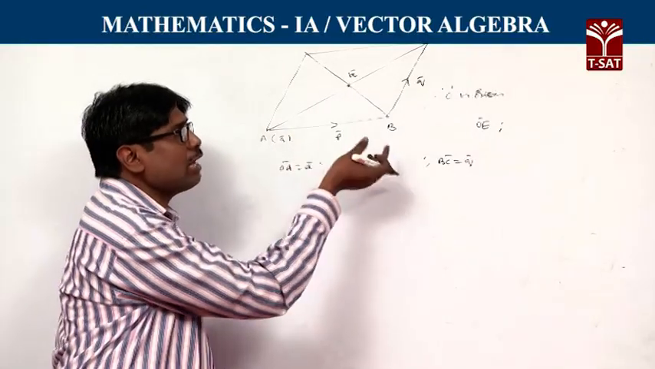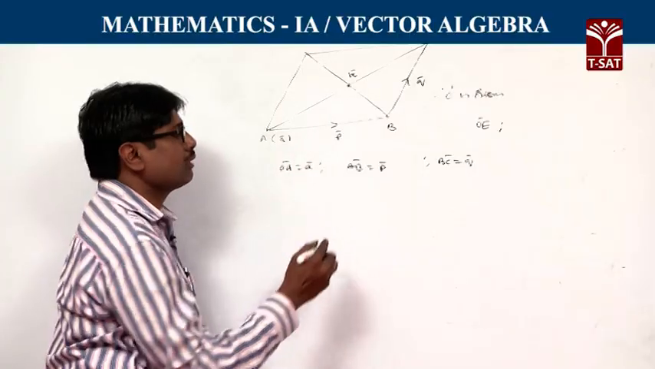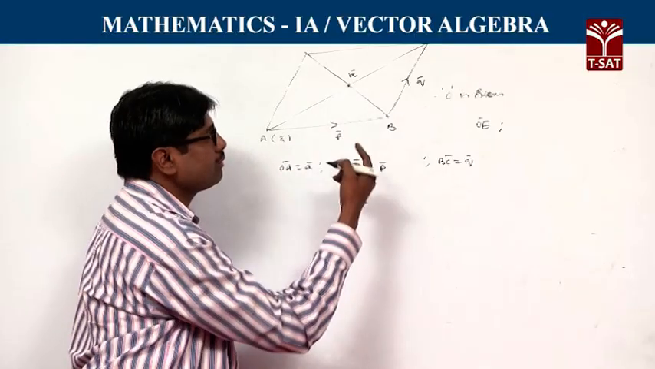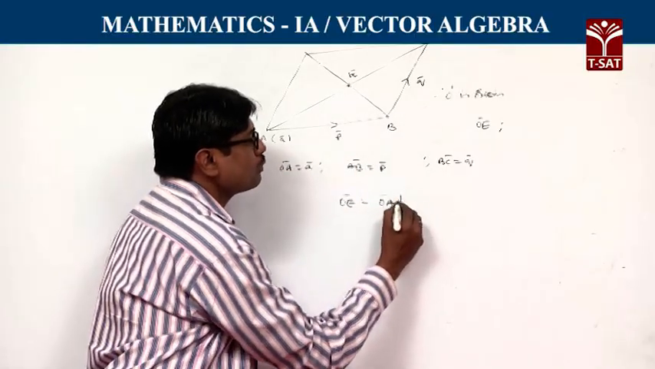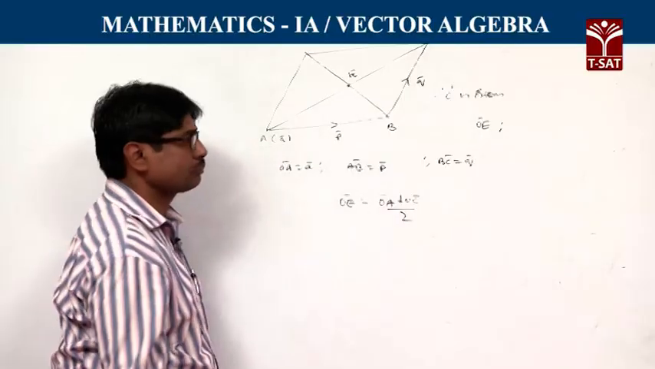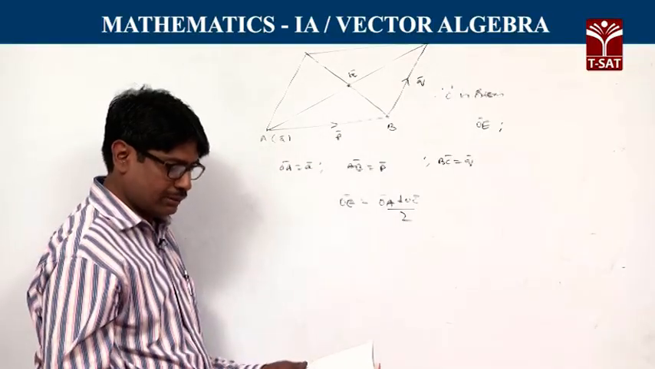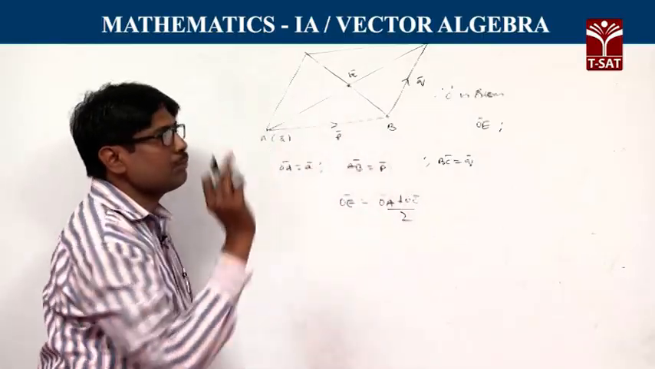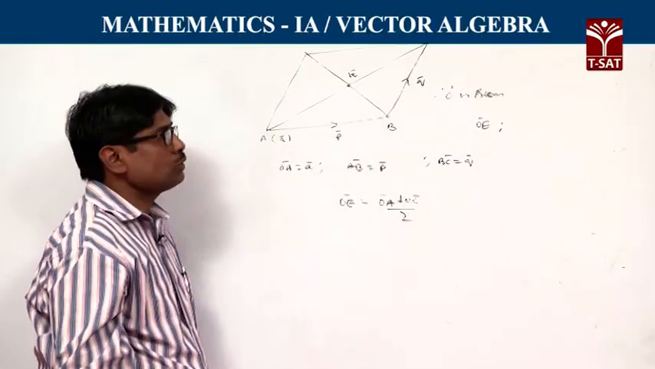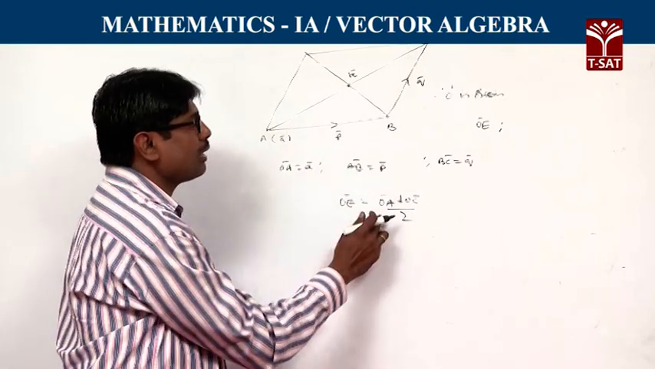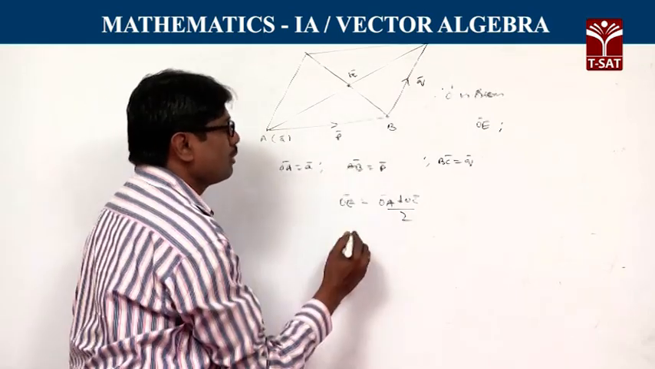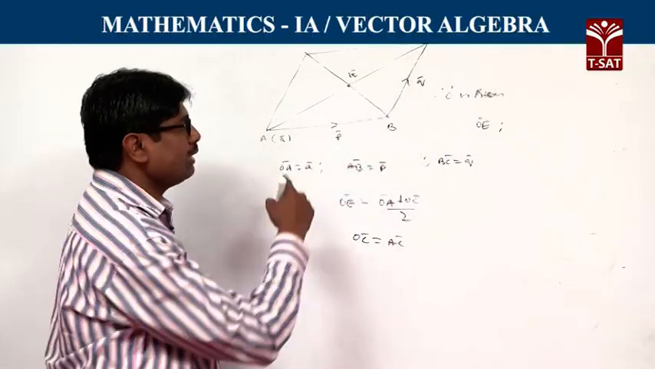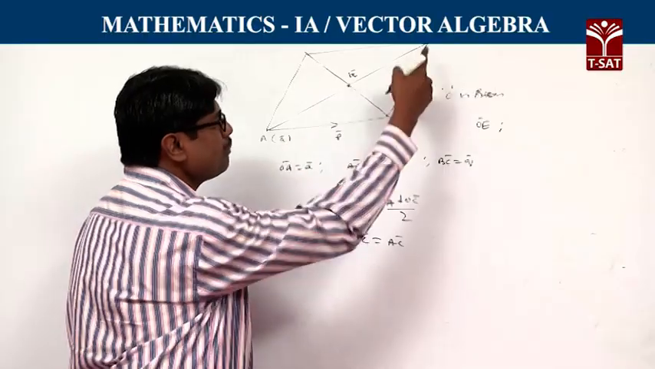Already we know that in a parallelogram the diagonals bisect each other. So OE bar is equal to OA bar plus OC bar divided by 2. So find the position vectors OA and OC, then take the midpoint. To calculate this, OA bar is already given, we need OC bar. OC bar is nothing but AC bar in position form. So to calculate it, we are given AB bar and BC bar.